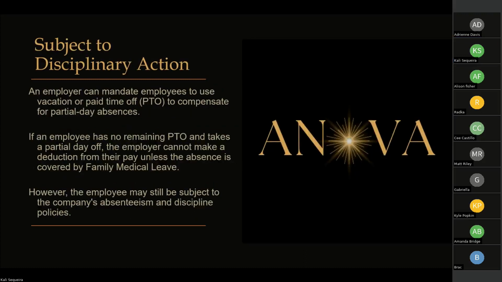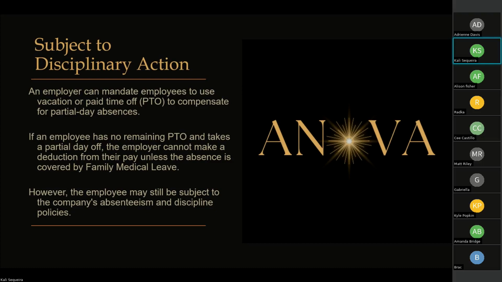In relation to that, we want to talk about subjection to disciplinary action. And this is what we want employers to know and, for lack of a better word, be worried about, because we want to make sure that you're in compliance so that these things don't happen.